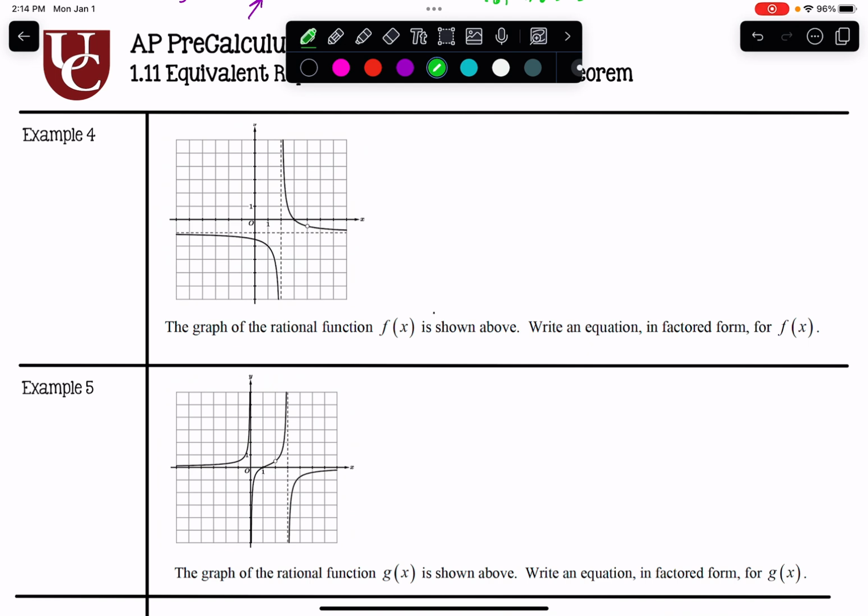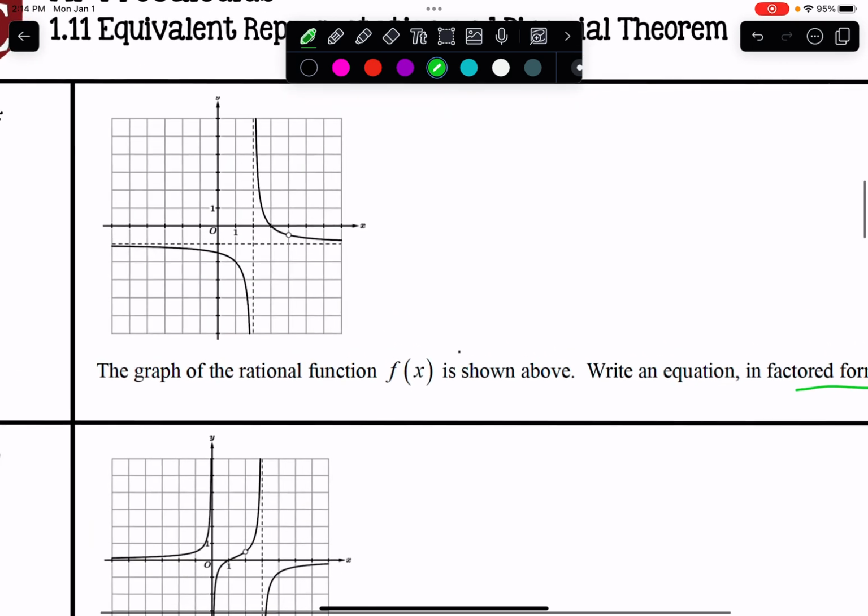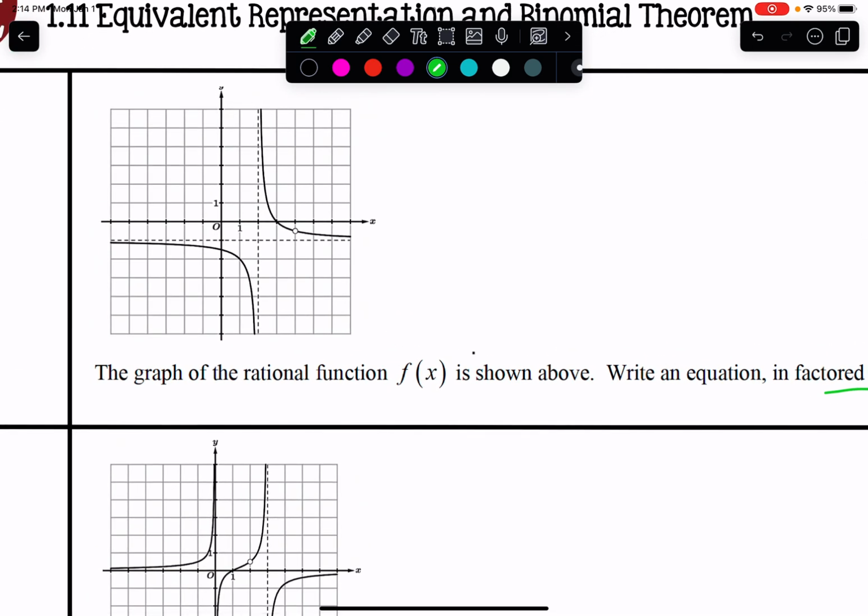The graph is given, and we want to try to write the equation in factored form for it. So we're going to use the things that we see on the graph to help us. We should see that we have a hole right here, a vertical asymptote at x equals 2, and a horizontal asymptote at y equals -1. So that tells us quite a few things.